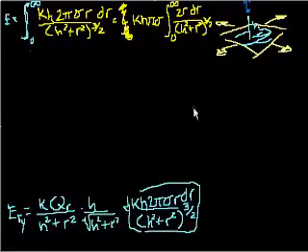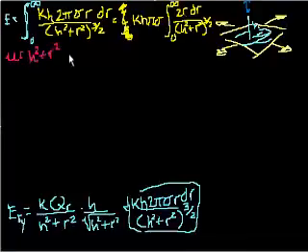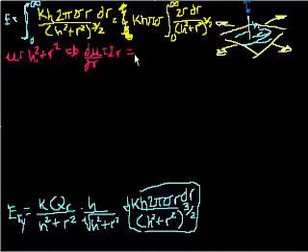We could make the substitution, let me pick a good color. If we just want to figure out the antiderivative of this, let u equal h squared plus r squared. h is just a constant, right? Then du dr is just 2r, since h squared is a constant. Or we could say du is equal to 2r dr.